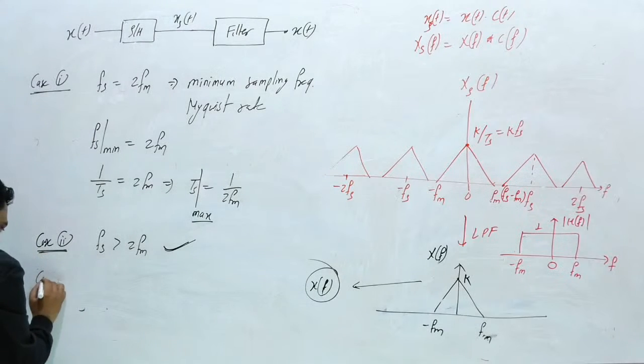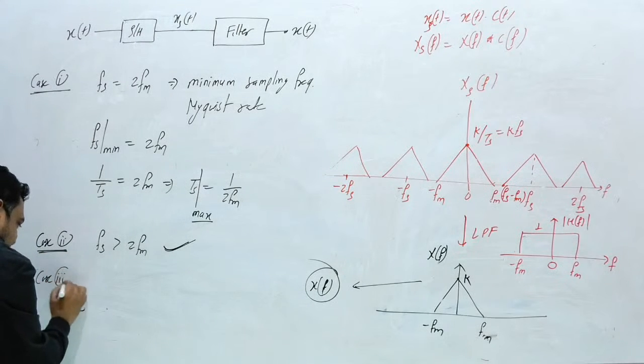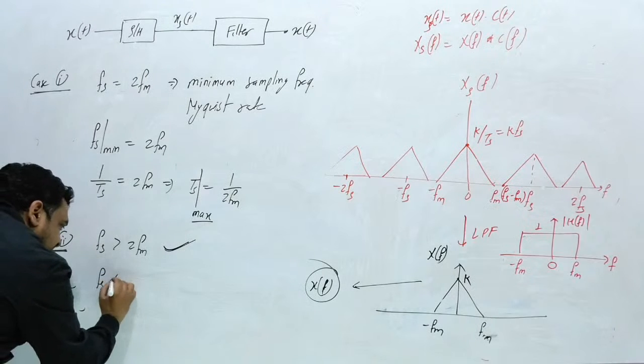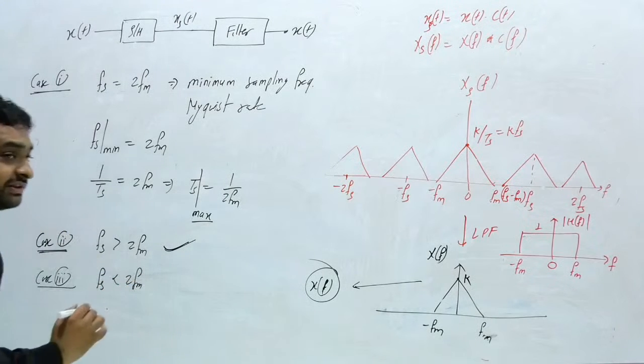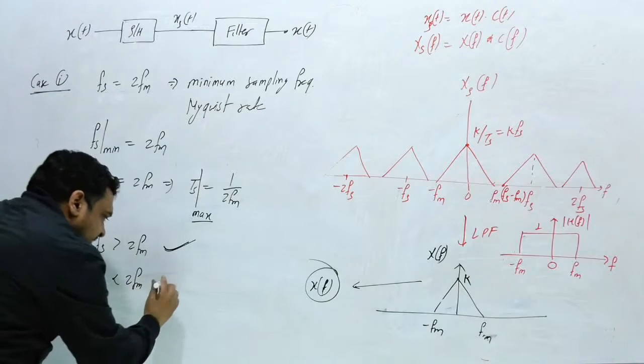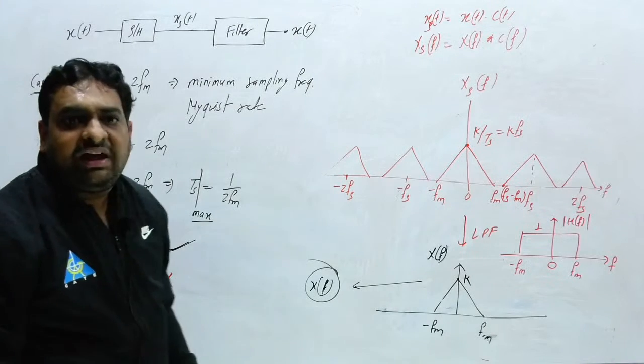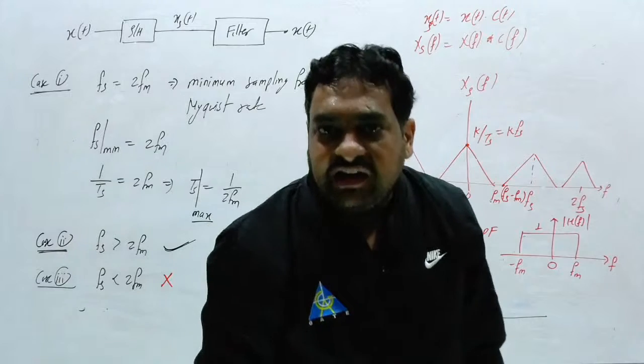Now what is case 3? Case 3: if you consider Fs less than twice Fm, then the signal will not be recovered. This is called the aliasing effect.